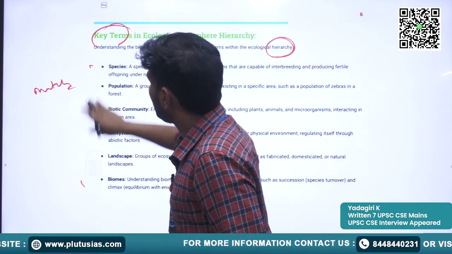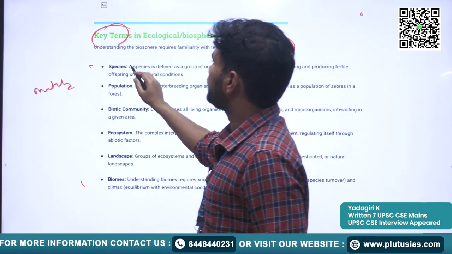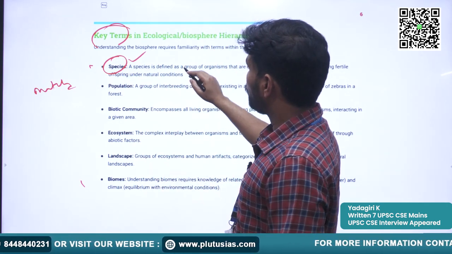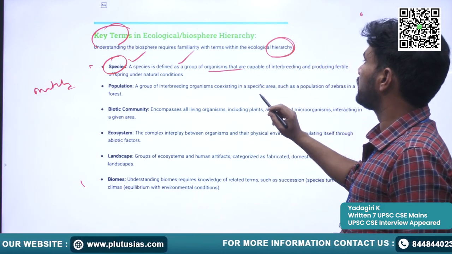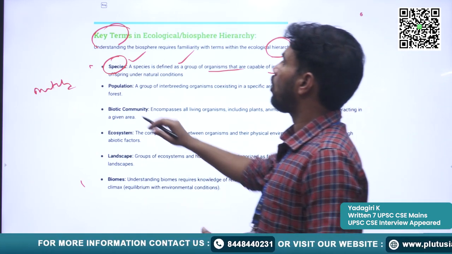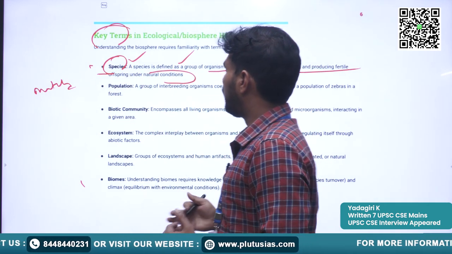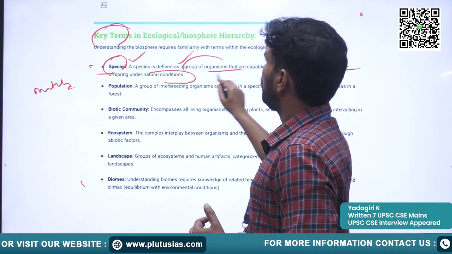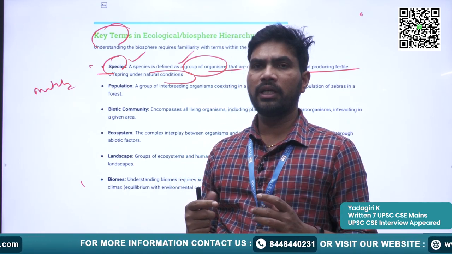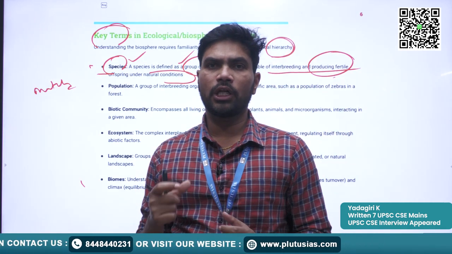So hierarchy means, first, I will introduce the words, then we will see the definition and the hierarchy also. Species, so basically the primary component in an ecosystem is species, right? A species is defined as a group of organisms that are capable of interbreeding and producing fertile offspring under natural conditions. So species is basically defined as the organism or group of organisms that have the capacity of interbreeding. So they should be having the capacity of interbreeding and produce fertile offspring. So this is also the second condition.